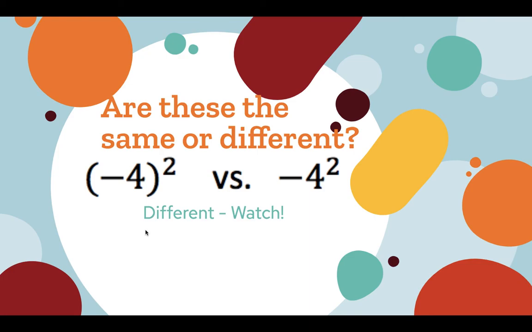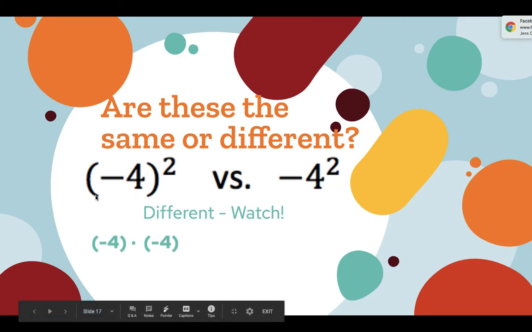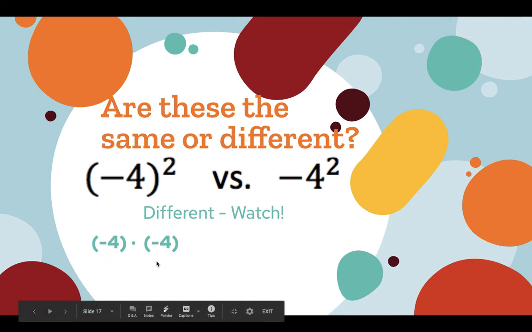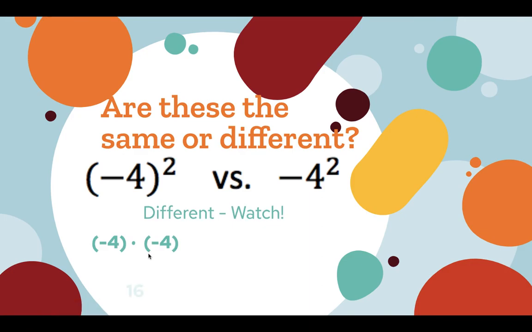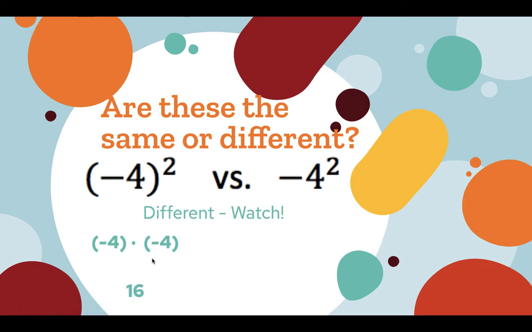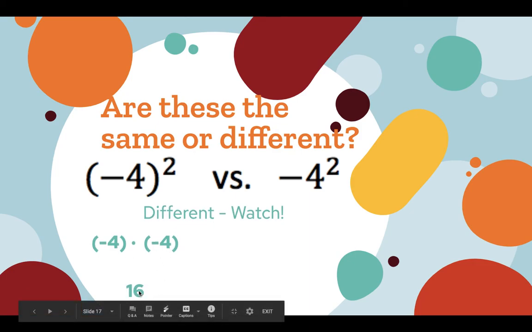If we broke that down, that means we are taking what's inside our parentheses and we are going to be squaring it, or to the second power. So -4 times itself 2 times. -4 times -4, which comes out to be positive 16, because a negative times a negative will become positive. 4 times 4 is 16.